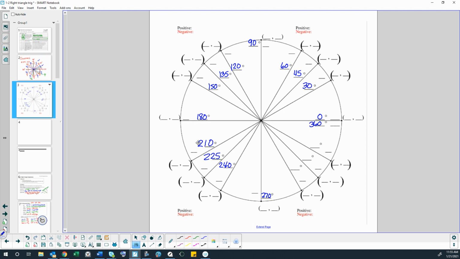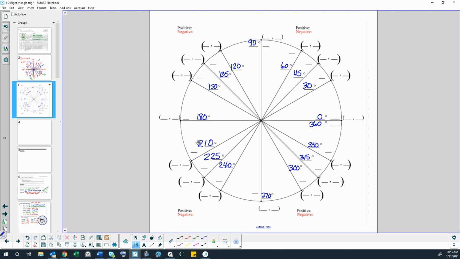And then add 30, takes us to 270. And then add 30. And then add 15. And then add 15 again. And that should leave us with a 30-degree space there at the end.